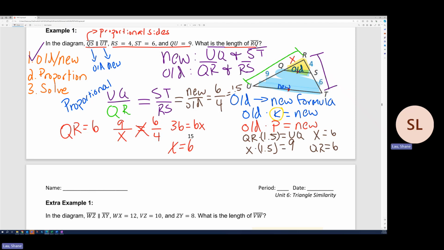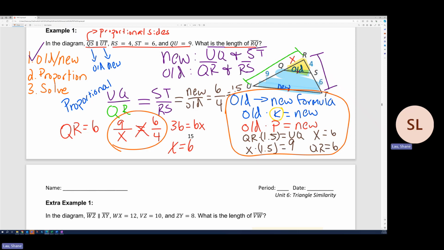Okay. I, again, personally prefer this one, because I think it's easier than seeing this whole monstrosity of a fraction. Okay. But do whichever way you prefer. But for the continuation of this lesson, I'm going to use the old to new formula. Okay.